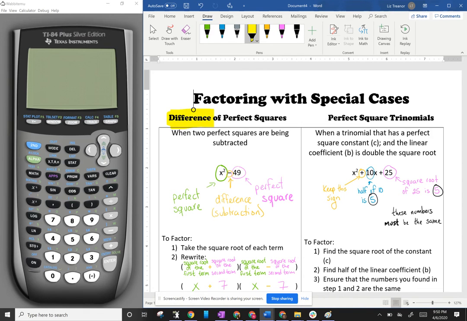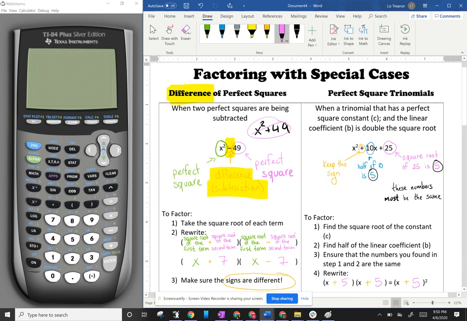It's the difference of perfect squares, meaning that this needs to be a minus sign. Had this been x squared plus 49, we cannot factor that because it's not the difference of perfect squares.